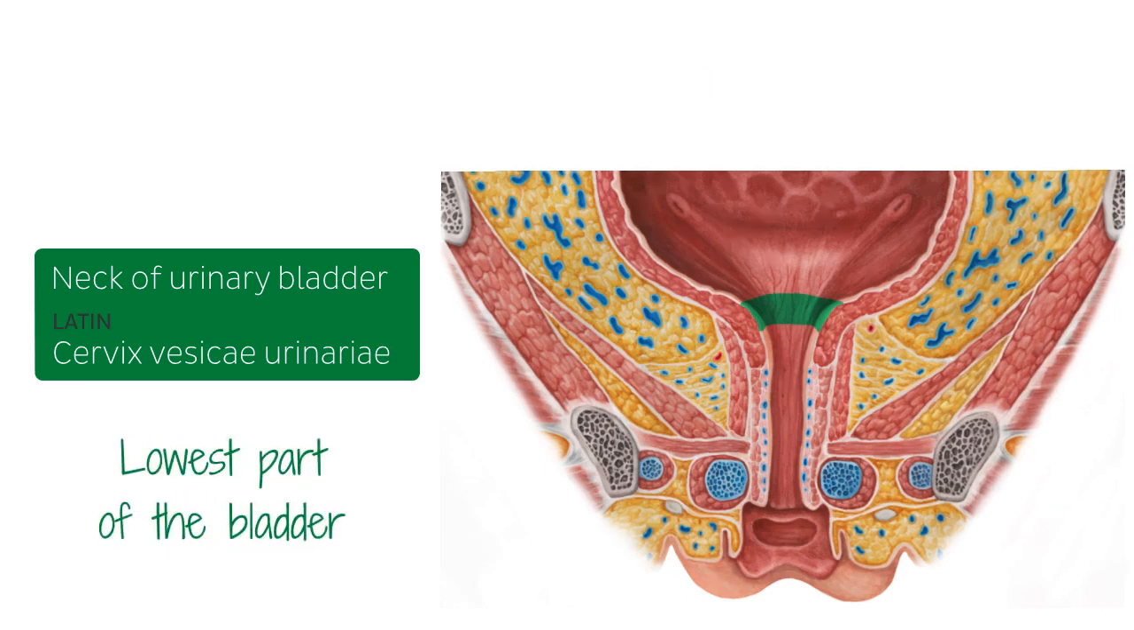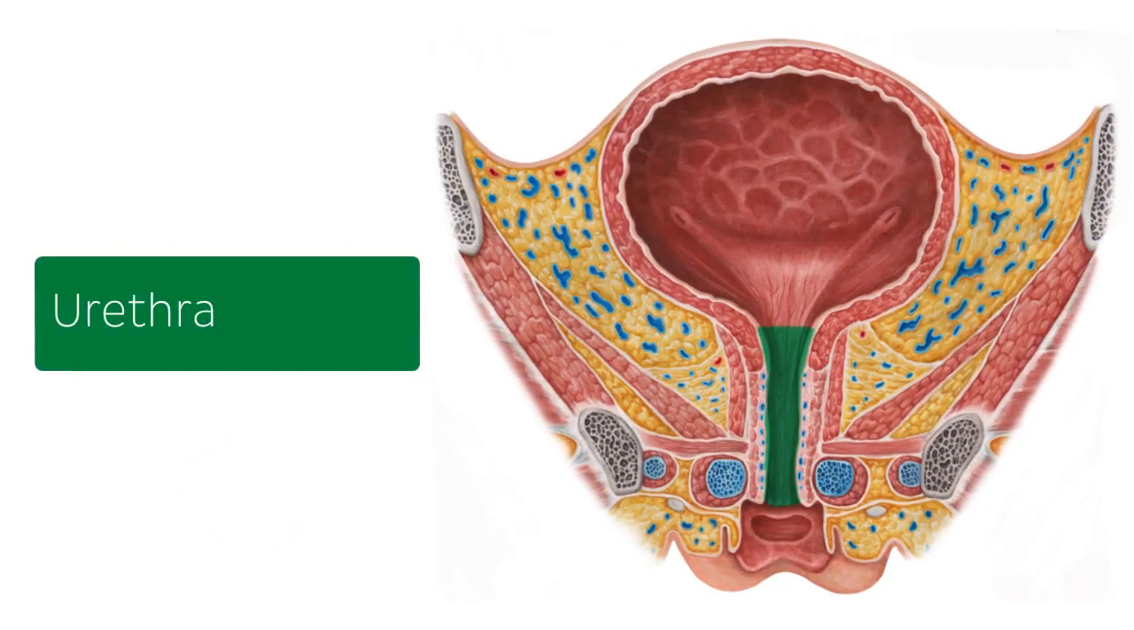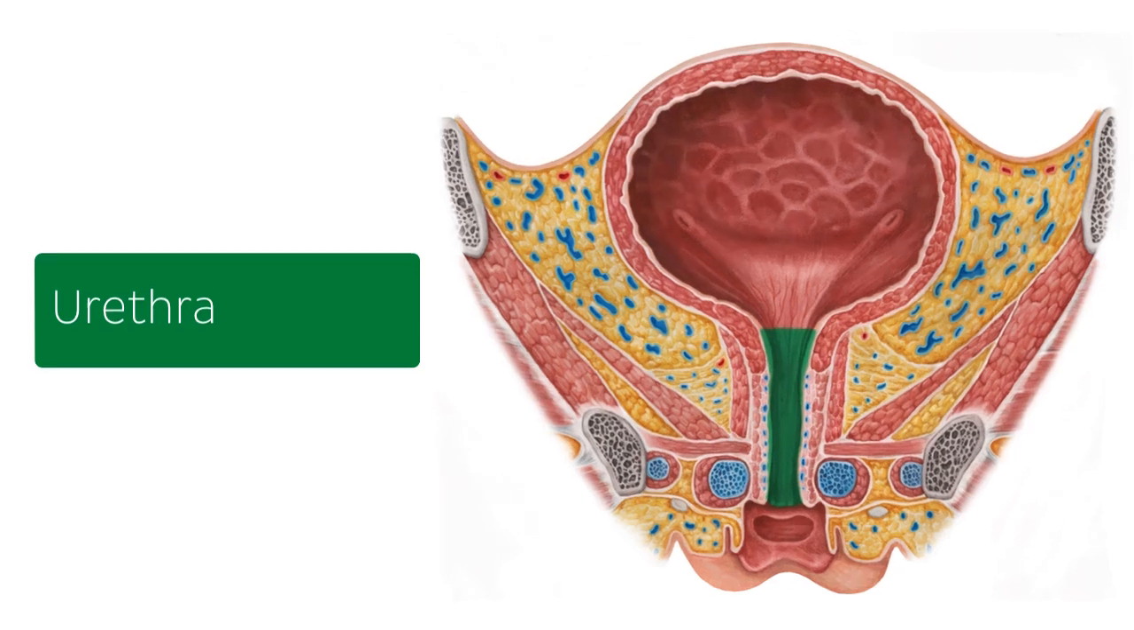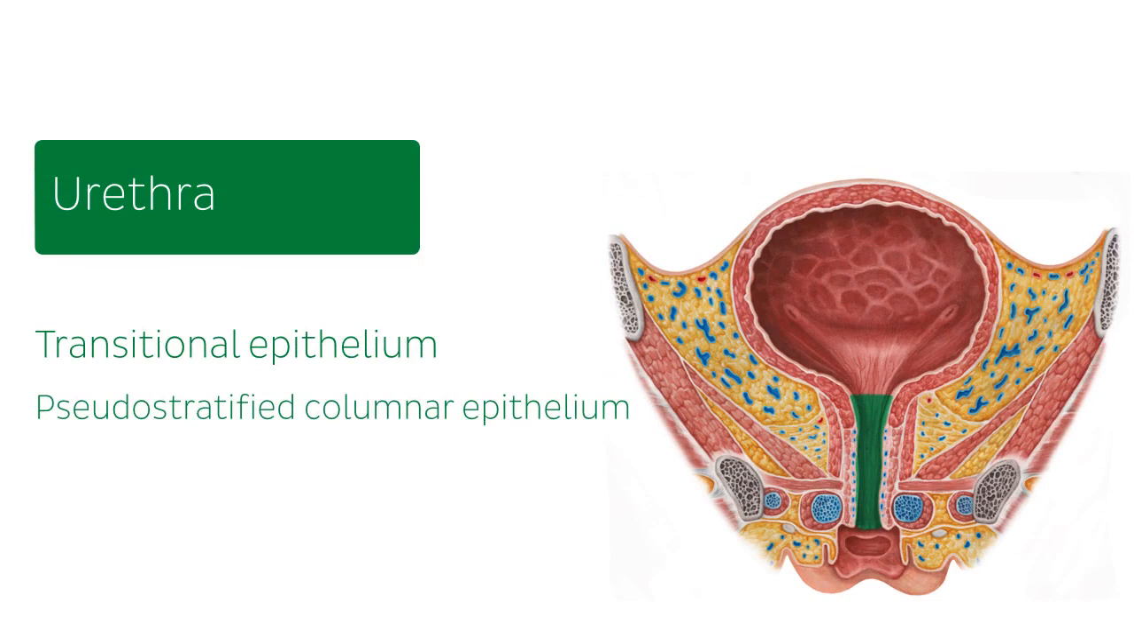Since we're talking about it, might as well highlight it. This is then the urethra. It is a canal used for the removal of urine from the urinary bladder out of your body. So this is a passageway. The upper portion of the urethra is lined with transitional epithelium, which becomes pseudostratified columnar epithelium.